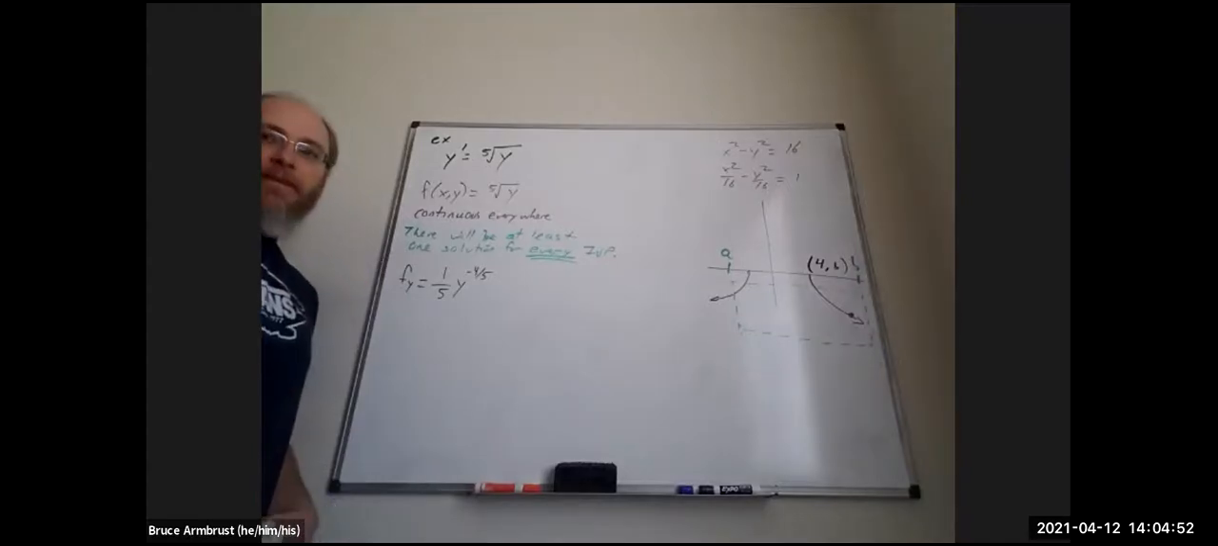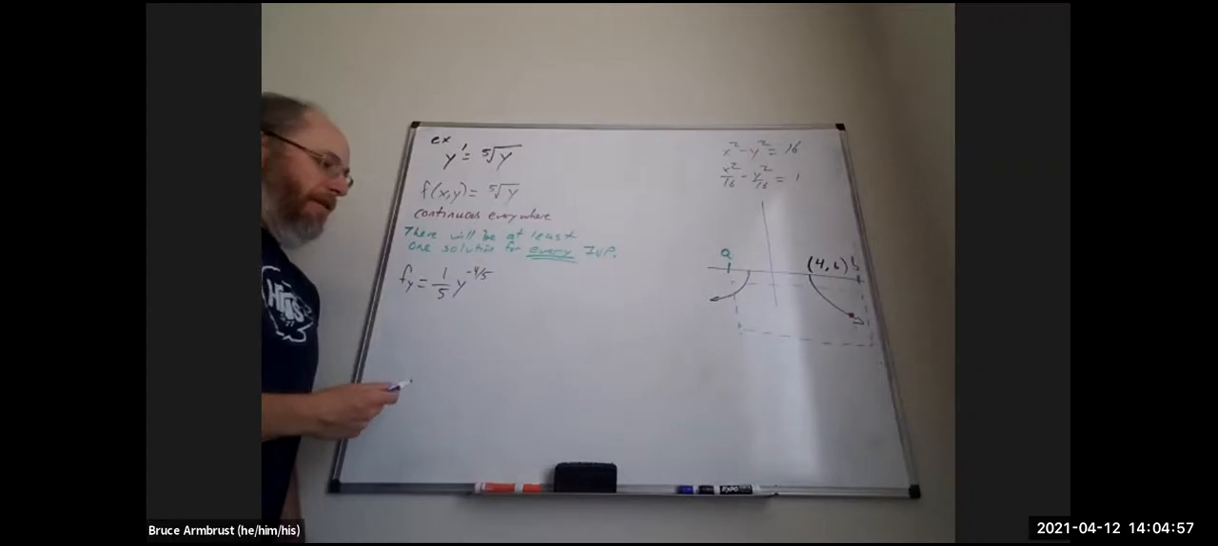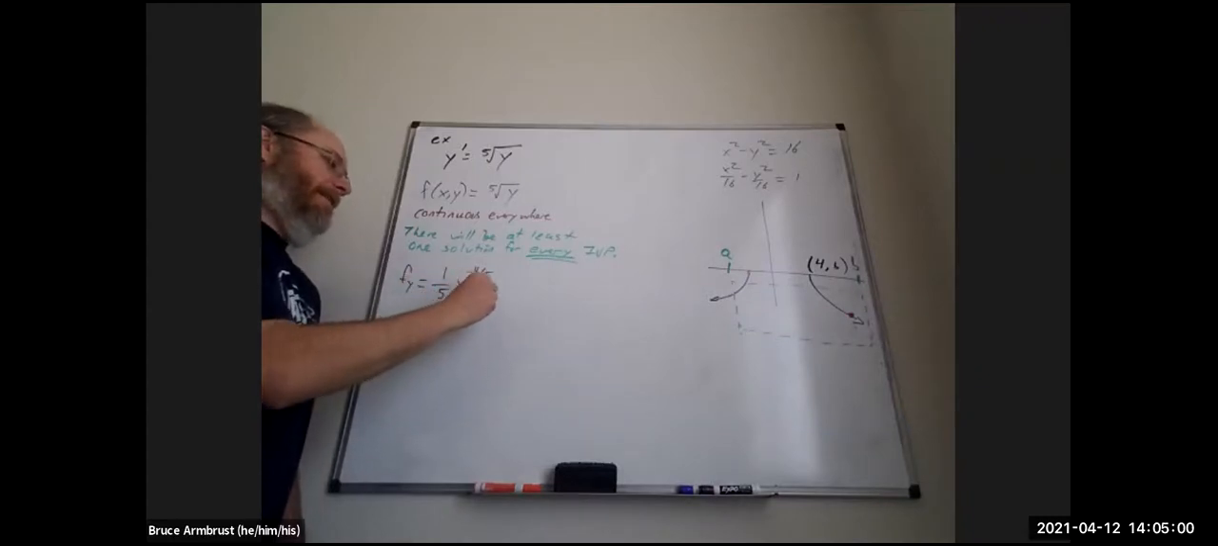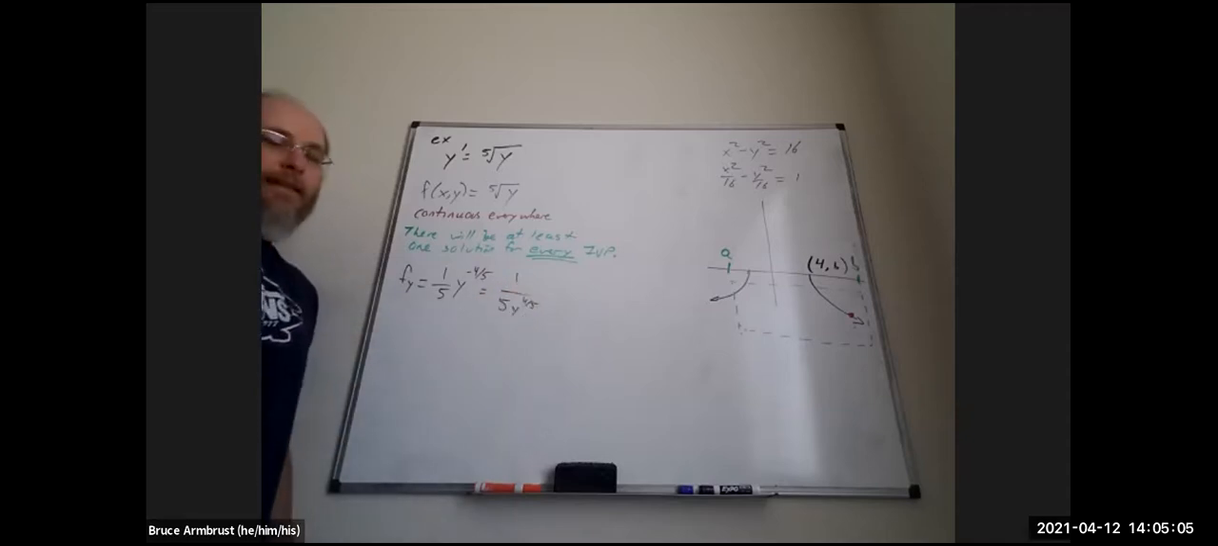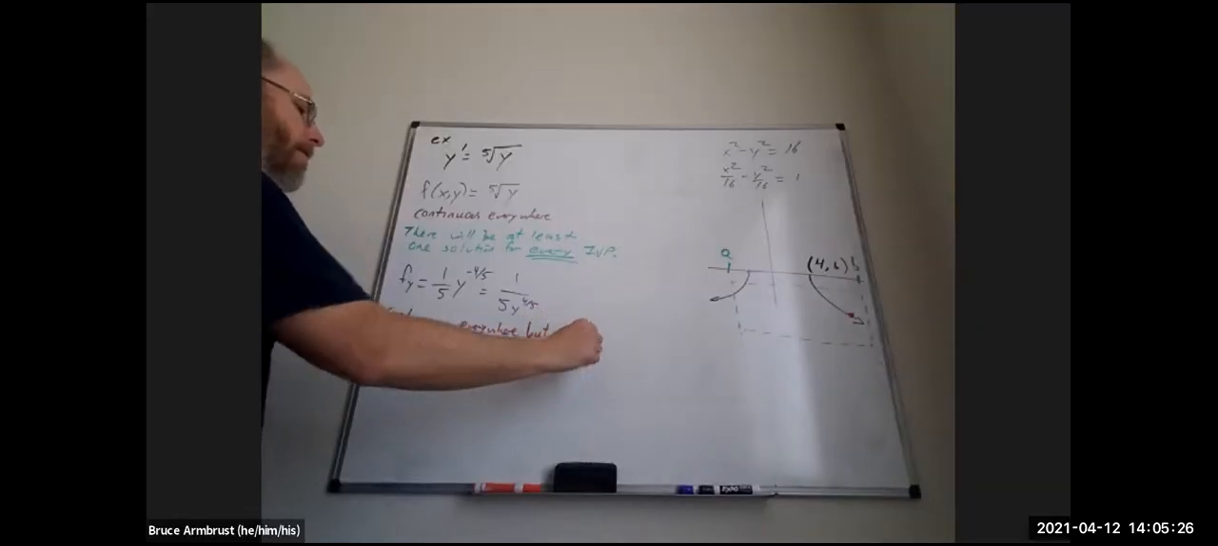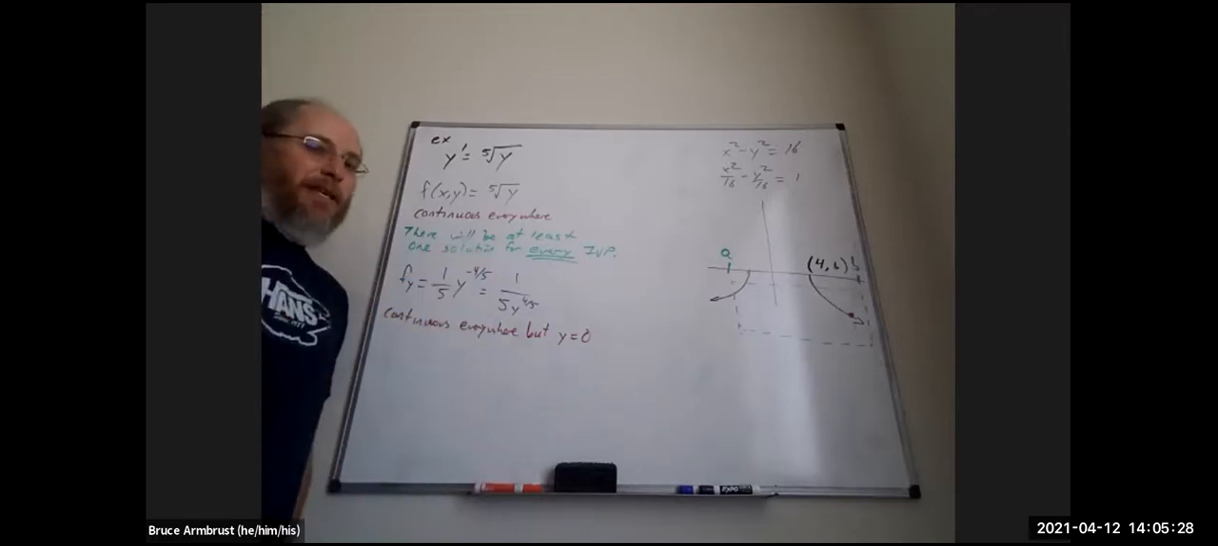Turns out not everywhere. I know why you were thinking that, Bradley. Watch out for this minus sign. That actually means we have y to the 4/5 in the denominator. So where's that a problem? 0. Yeah. I'm going to put here continuous everywhere but y equals 0. So same kind of issue we ran into with the other example.